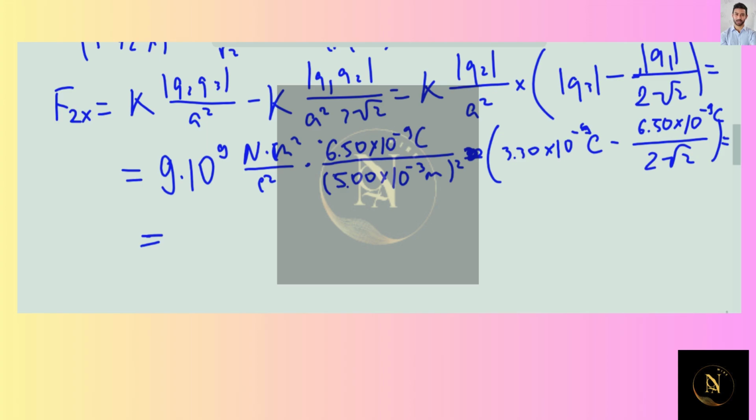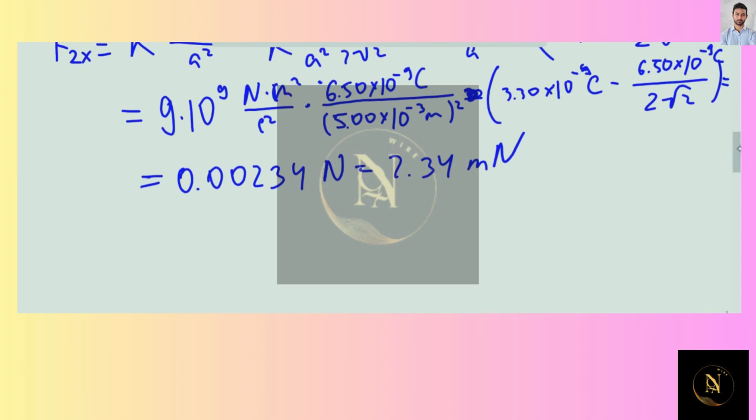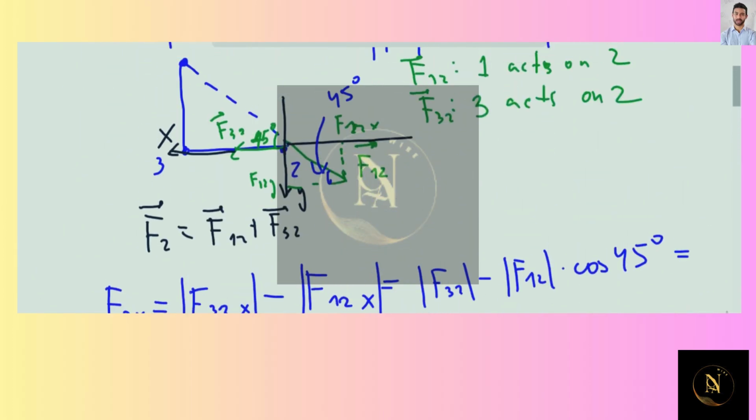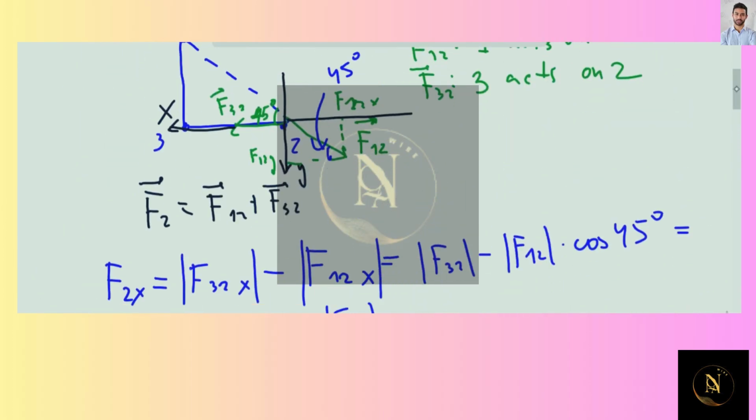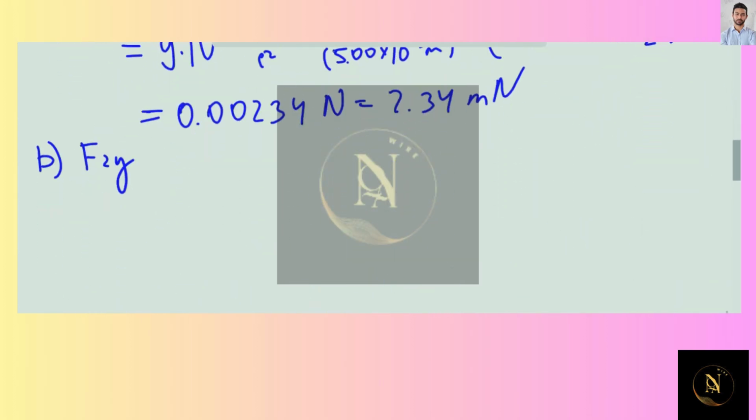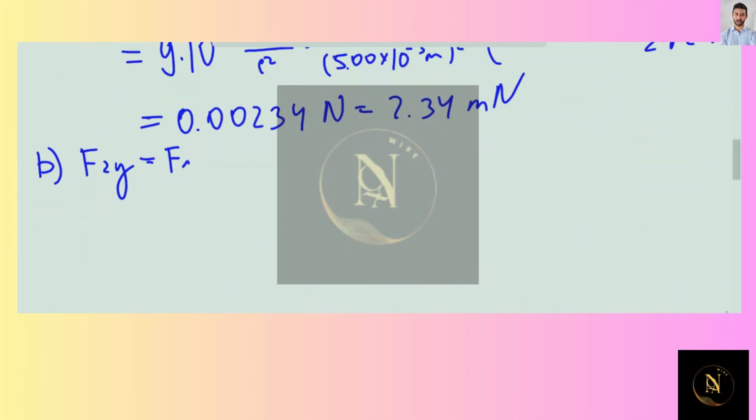So it equals 0.00234 newtons, or 2.33 millinewtons. Okay, now let's find the y component of the force. The y component of the force is generated only by F12. So therefore it equals F12 projected on the y-axis. Again, absolute value because we've taken sign into account.